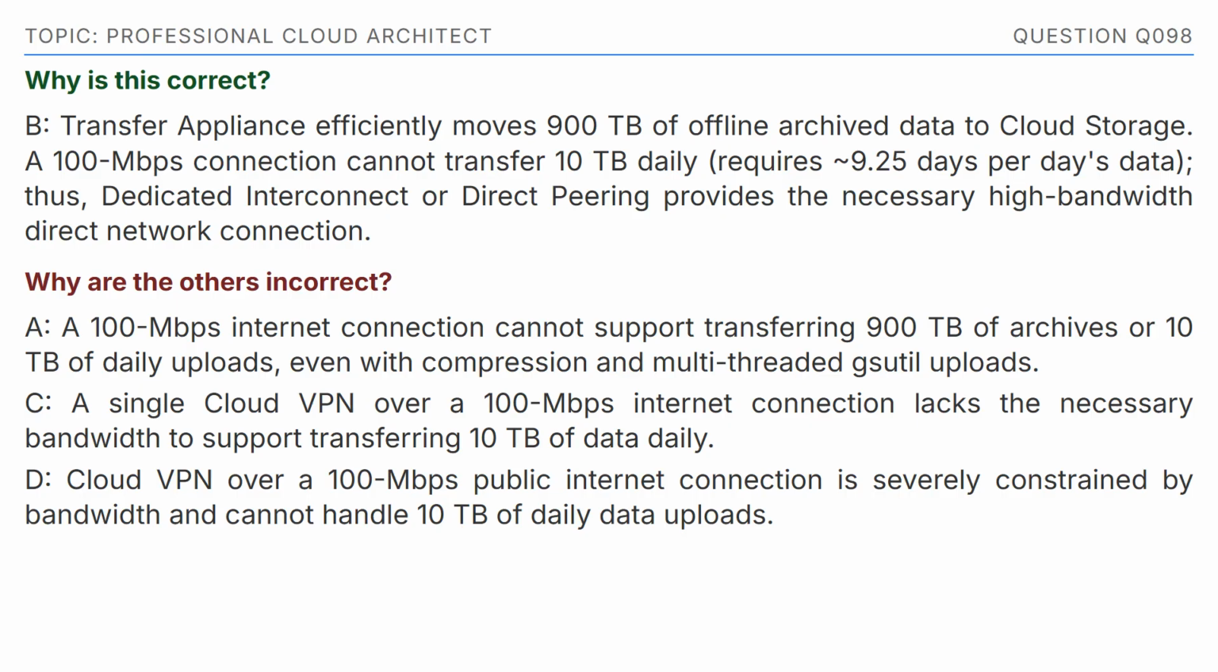Why are the others incorrect? A 100 megabits per second internet connection cannot support transferring 900 terabytes of archives or 10 terabytes of daily uploads, even with compression and multi-threaded SUDL uploads. C. A single cloud VPN over a 100 megabits per second internet connection lacks the necessary bandwidth to support transferring 10 terabytes of data daily. D. Cloud VPN over a 100 megabits per second public internet connection is severely constrained by bandwidth and cannot handle 10 terabytes of daily data uploads.